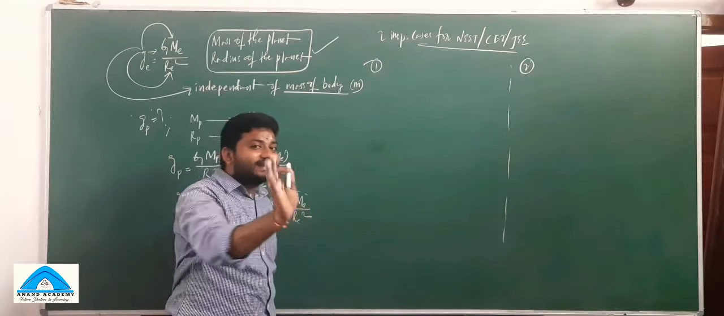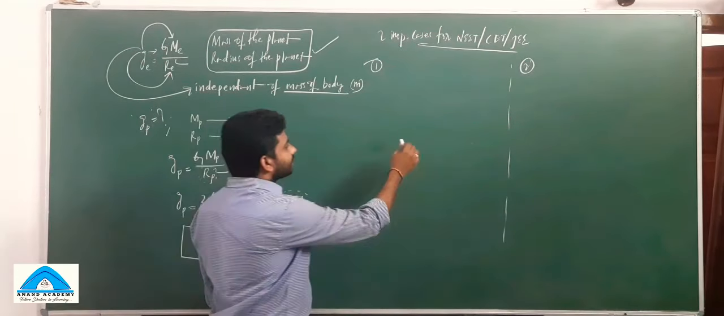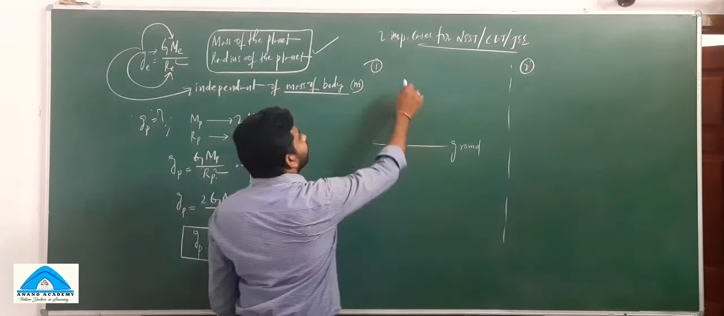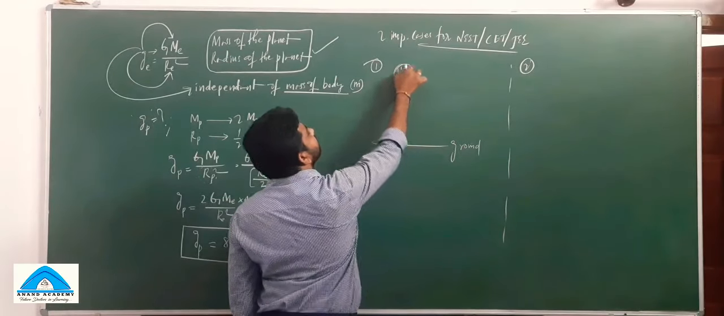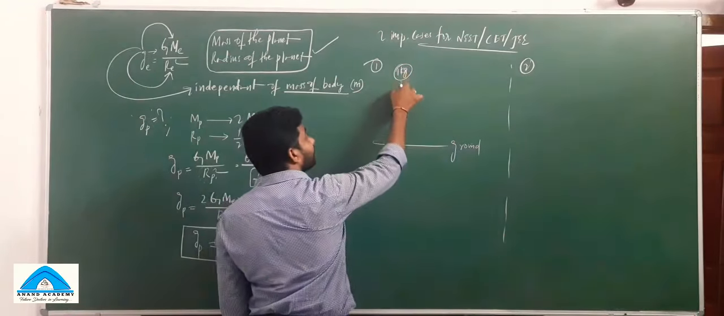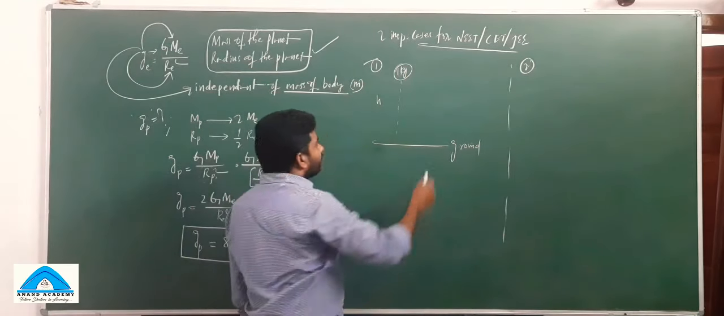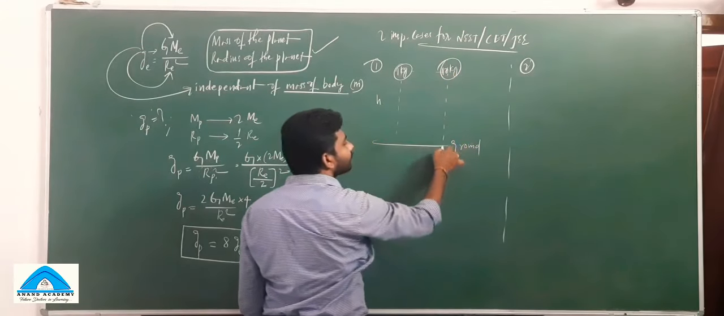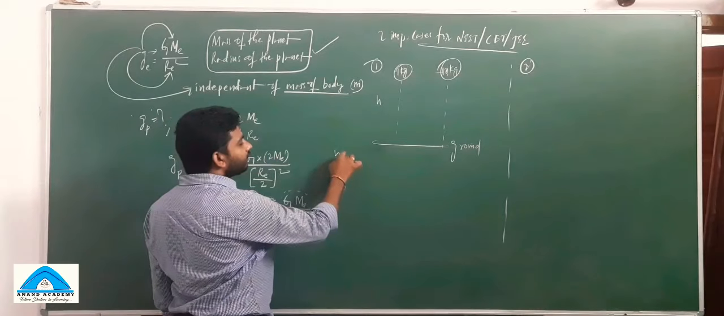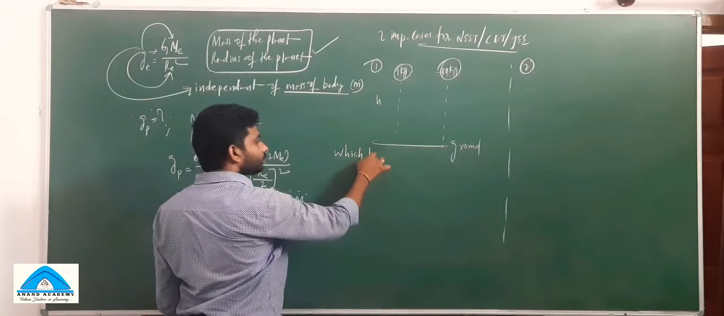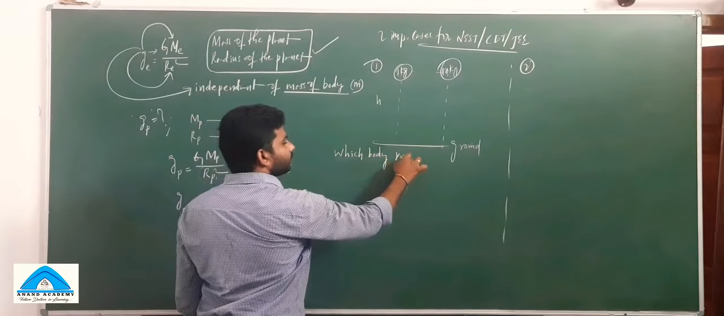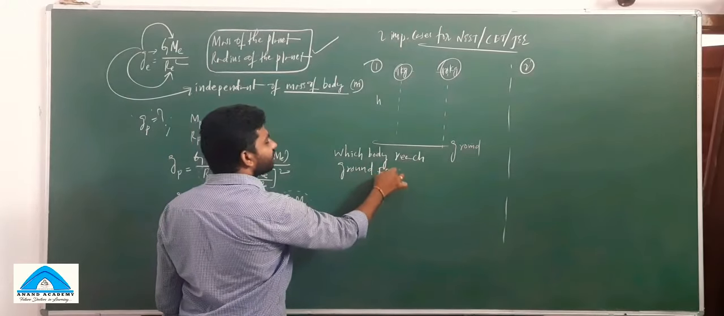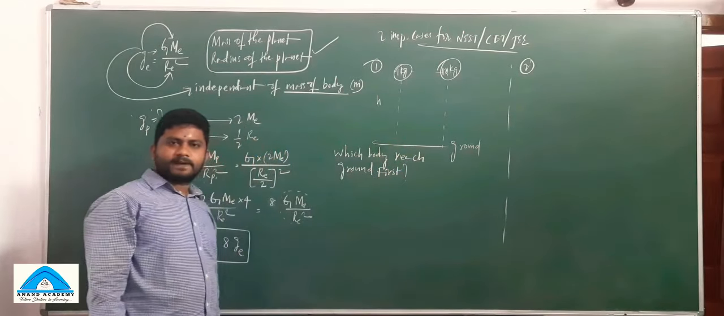Both will be at the same place. So this is the ground. Carefully see here. There is a body of mass 1 kilogram dropped from here, from the height h. From the same height, another body of 10 kg is dropped. The question is, which body will reach the ground first? That's my question here. Understand?